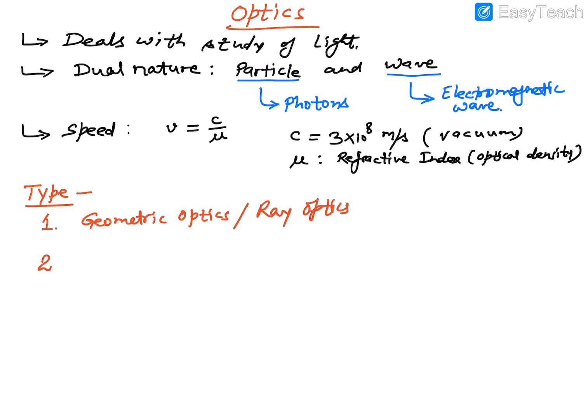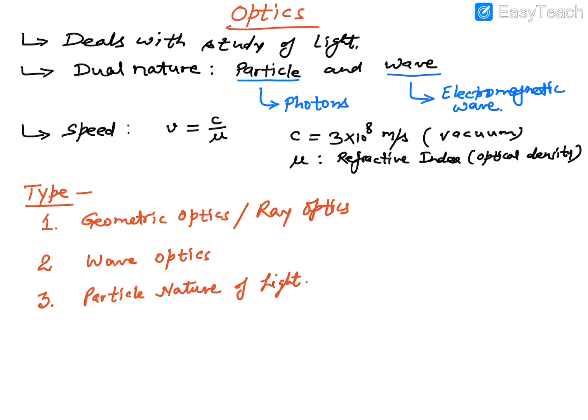The second would be the wave nature, which we will call wave optics. So a sub part of the chapter will be known as wave optics. Then the third is going to be known as the particle nature of light. So we will be studying this in these three divisions.